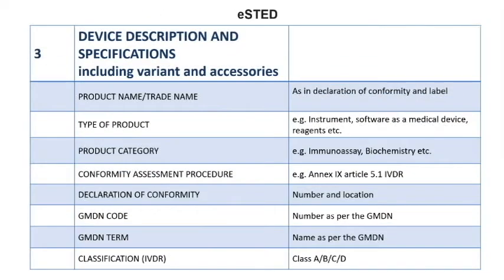Device description and specification, including variants and accessories: product name and trade name as in the DOC or label, type of the product, for example instrument, software as a medical device, reagent etc., you can mention. Product category, for example immunoassay, biochemistry etc. Conformity assessment procedure: indicate which annex was followed in order to assess the conformity with the IVDR. If necessary, specify the article, for example Annex 9, Article 5.1 IVDR. Declaration of conformity, GMDN code, GMDN term, classification of IVDR, all should go into the device description and specification.